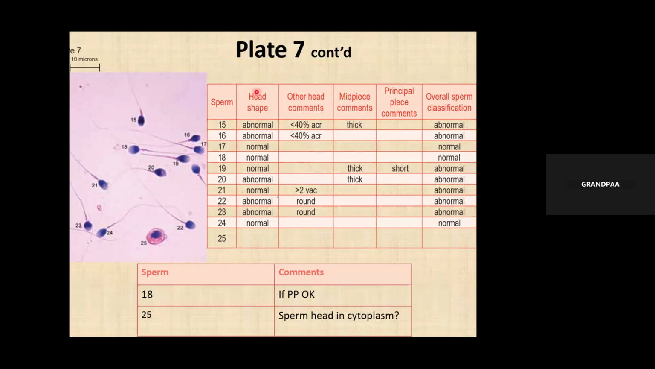Because they say the head shape is abnormal, the extent is abnormal. You have to see that if you look here, there's virtually no acrosome, just very little. We know that the acrosome area should be between 40 to 70%. So this one is way less than 40%, and that is the cause of the abnormality. So I'm saying that with all the explanations they have given, you can even give a better explanation than what has been given.